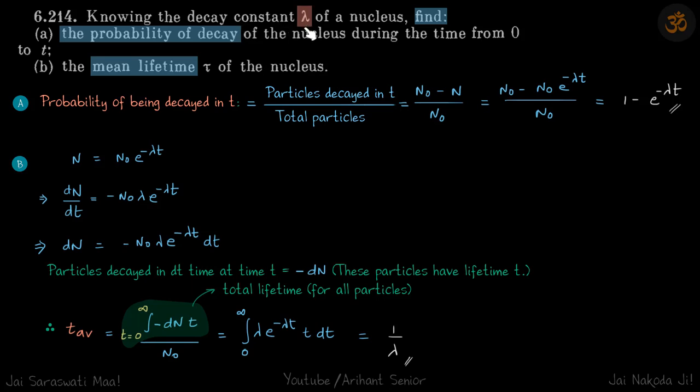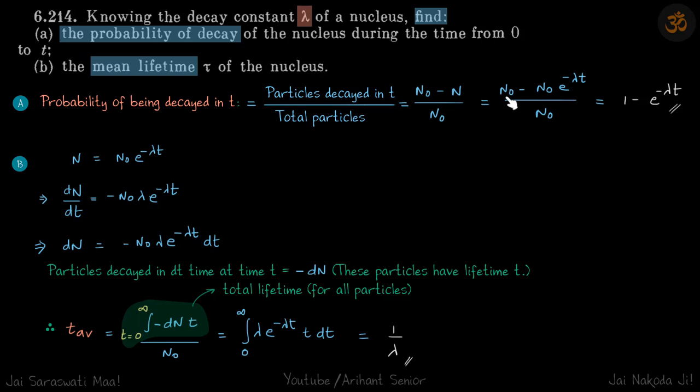If the decay constant lambda is given, then we need to find the probability of decay of the nucleus and the mean lifetime of the nucleus. So the probability of being decayed is the number of particles that get decayed divided by the total number of particles. So the number of particles decayed in t time is (n naught minus n) upon n naught, where n is the number of particles that are left after t time.